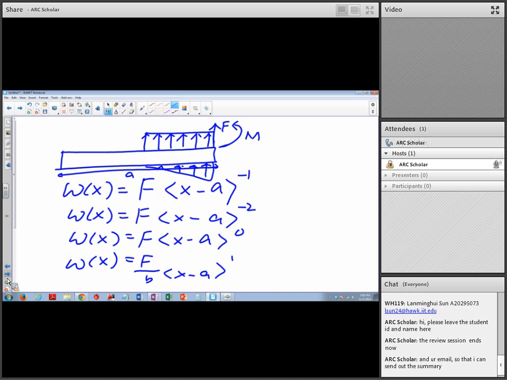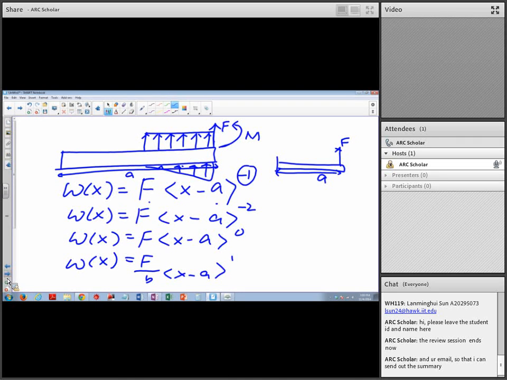okay, so when there is a singular force, let's say this is a singular force F, this is the equation. F, so here is just F, and here is the bracket x minus a. A is the distance from the starting point to the point of the force. So this is F, this is the distance A. So the distance from the starting point to the point of the force is A. And when it's a singular force, the power is -1.